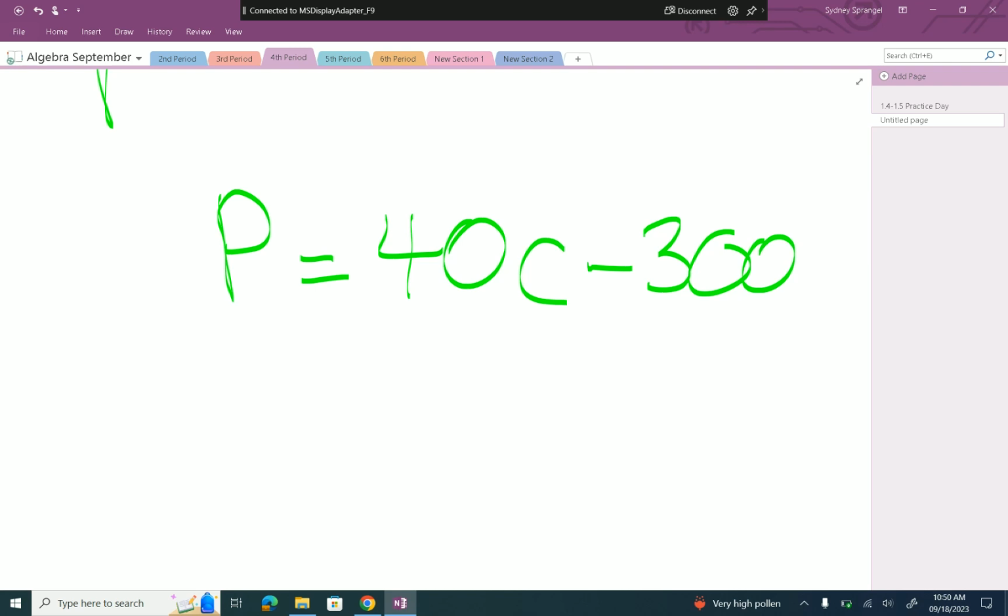Can you tell me what operations I have on the right side there? This 40 and this 300. What operations do I have? Addition, subtraction, multiplication, or division. What do you see? I see some subtraction. What else do we see? What's that 40 doing? What operation is that? Multiplying. So I've got subtraction. My 300 is being subtracted, and then my 40 is being multiplied.